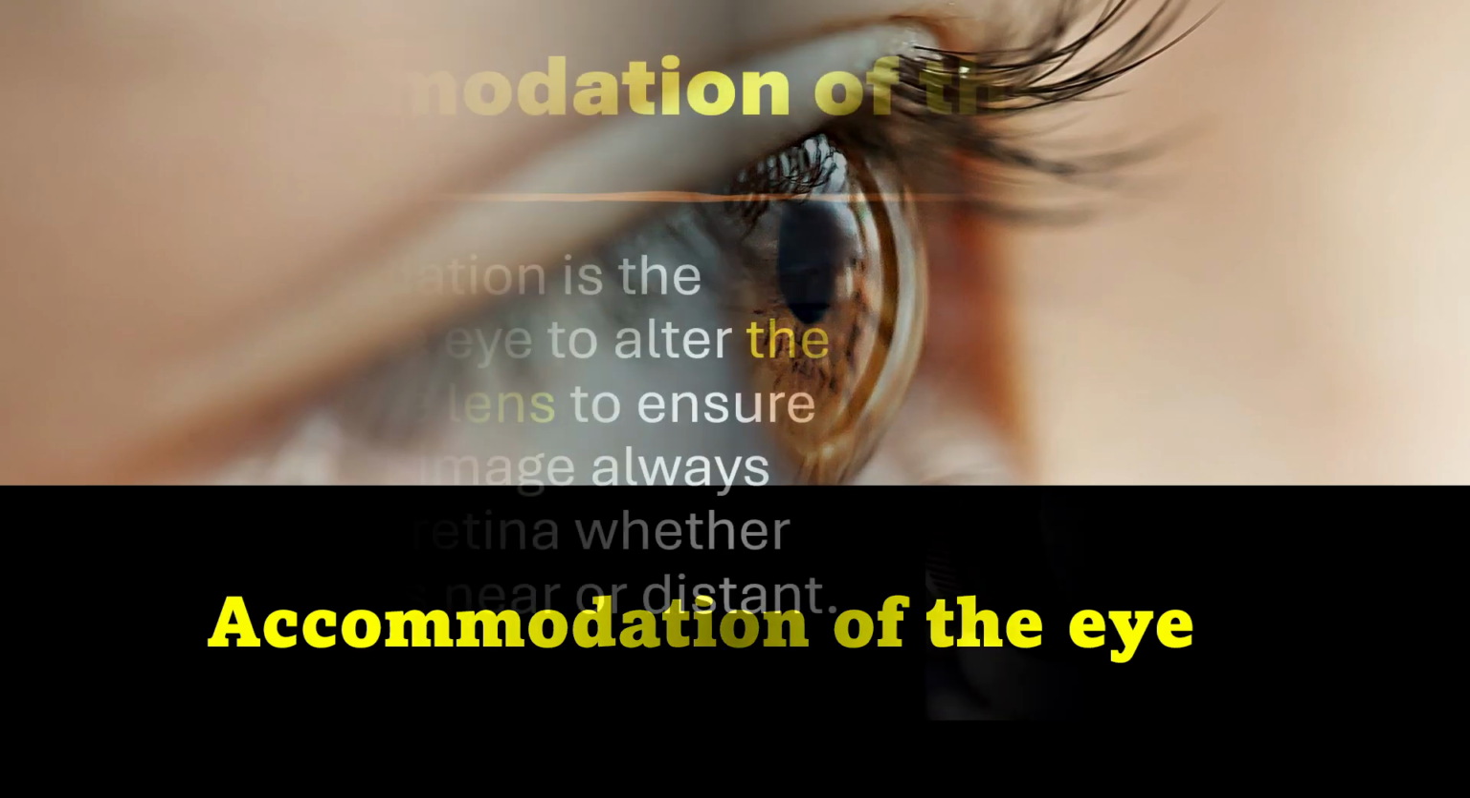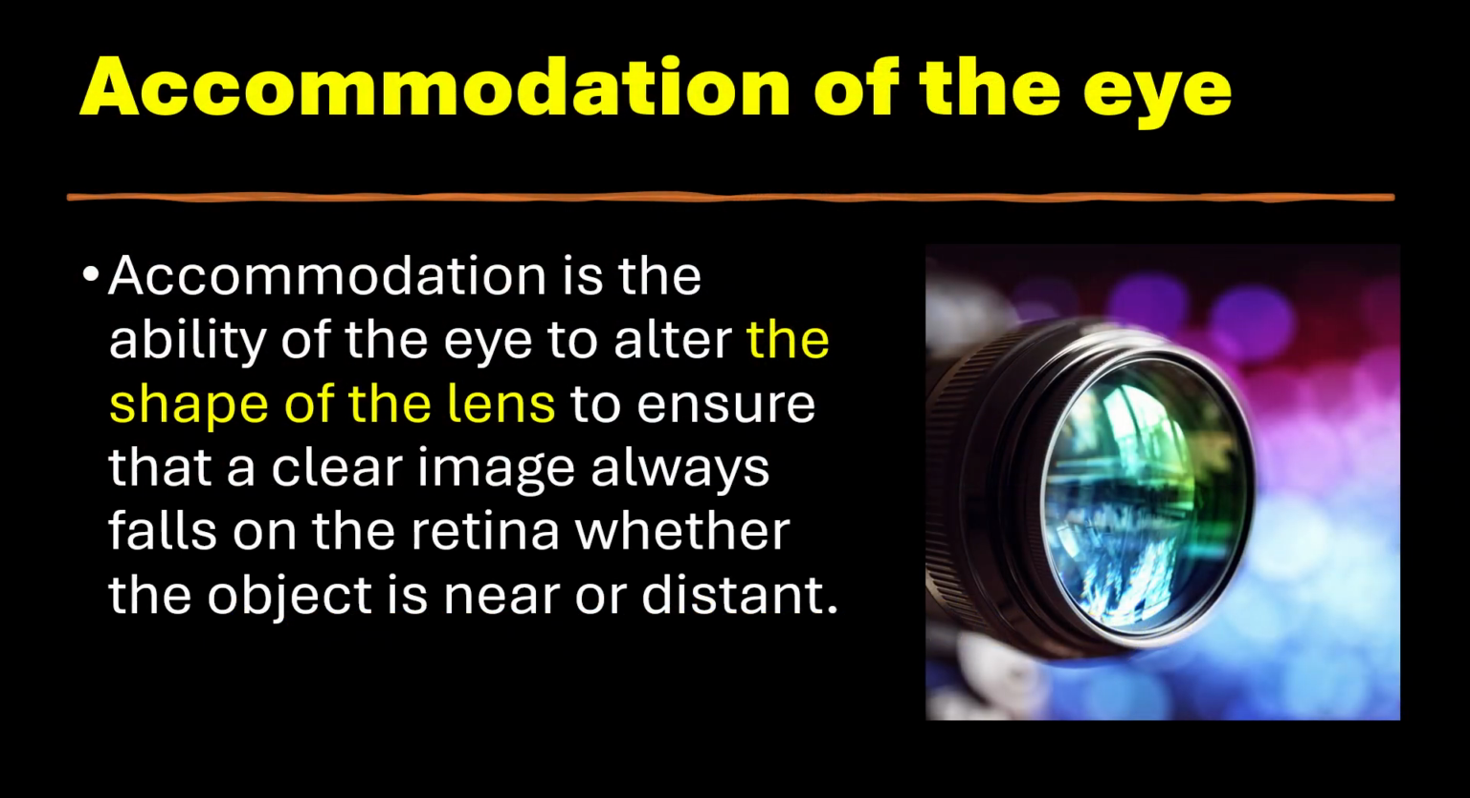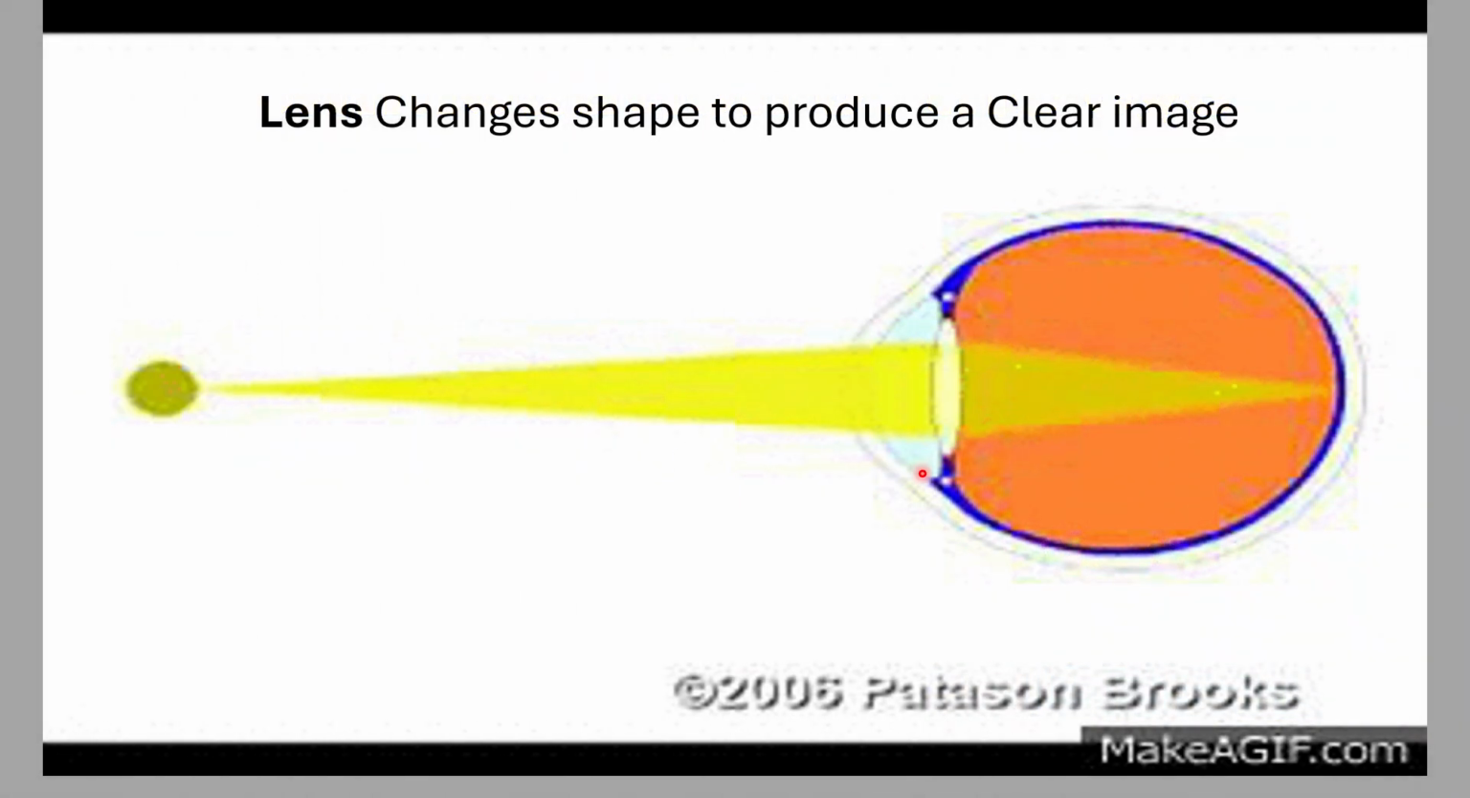Before we go, you have to know the meaning of accommodation. What is accommodation? It is the ability of the eye to alter the shape of the lens to ensure that a clear image always falls on the retina, whether the object is near or far. Another word for far is distance. So you can actually tell this is an illustration of accommodation. The emphasis is actually on the lens.